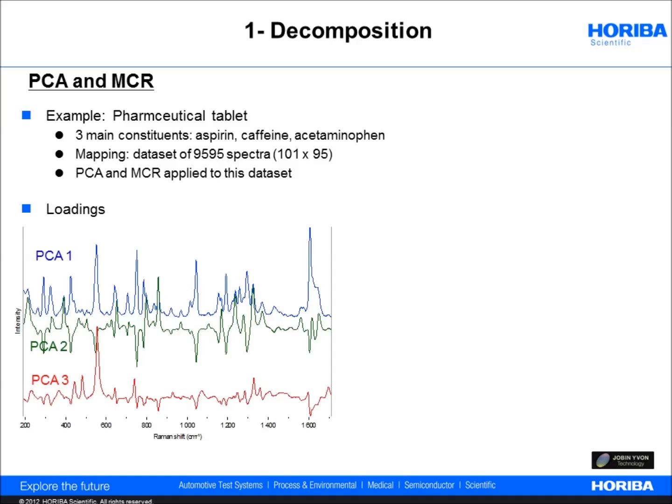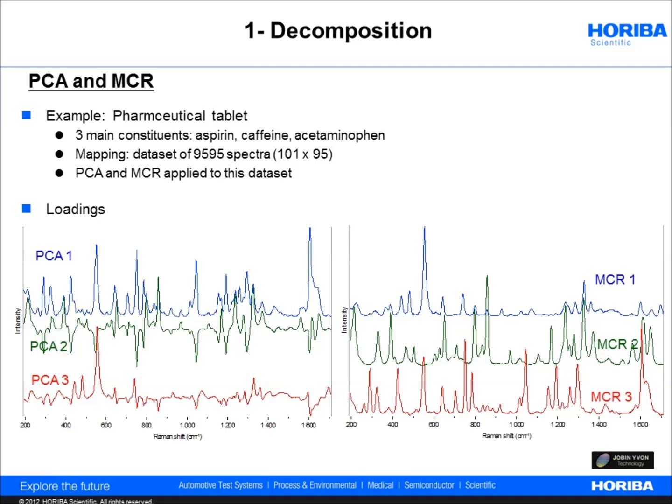Let's have a look at the PCA loadings first. The 3 first principal components are displayed, and again, some of them are showing both positive and negative peaks. On the other hand, MCR loadings are looking different in the sense that they show only positive peaks. You may note that PCA1 and MCR3 are looking very much similar, and that many of the features observed in PCA loadings are also visible in the MCR loadings.